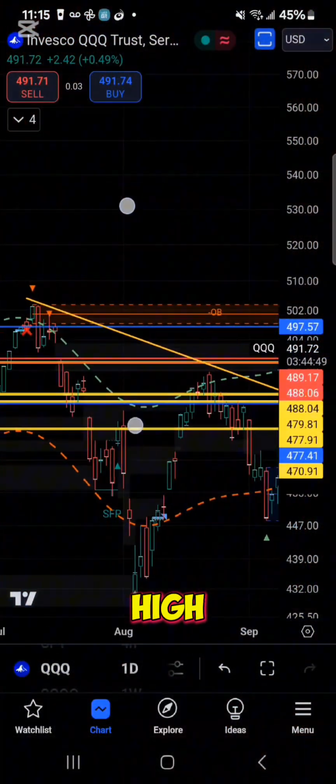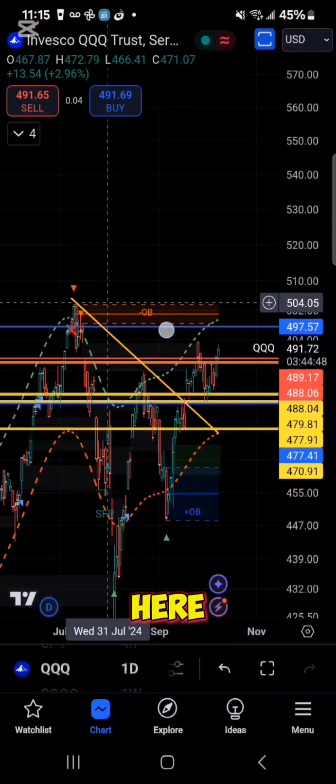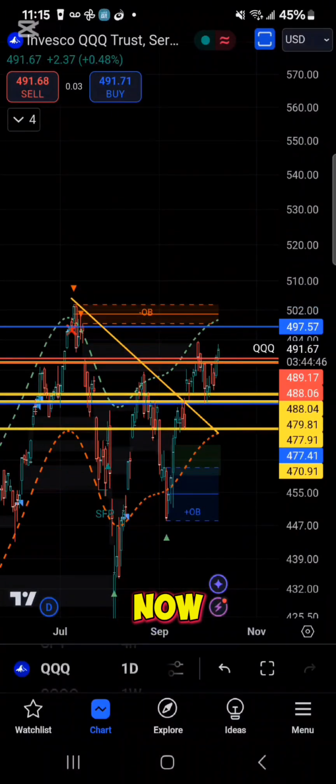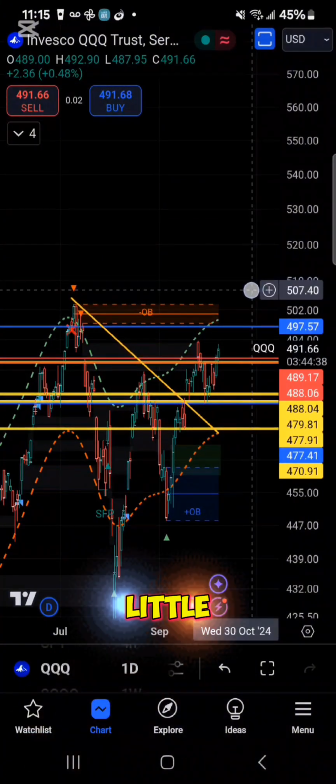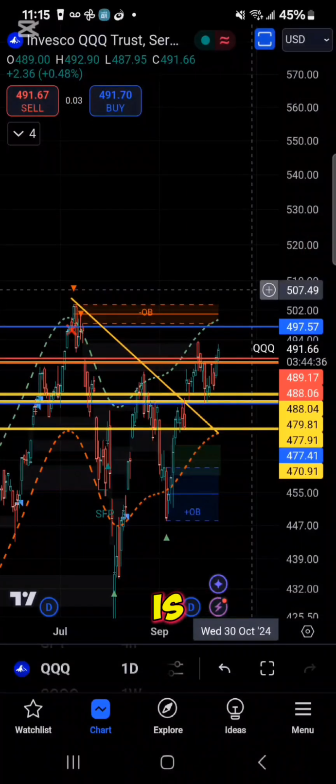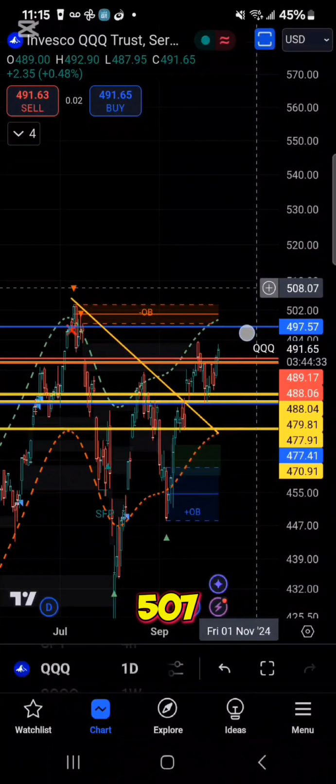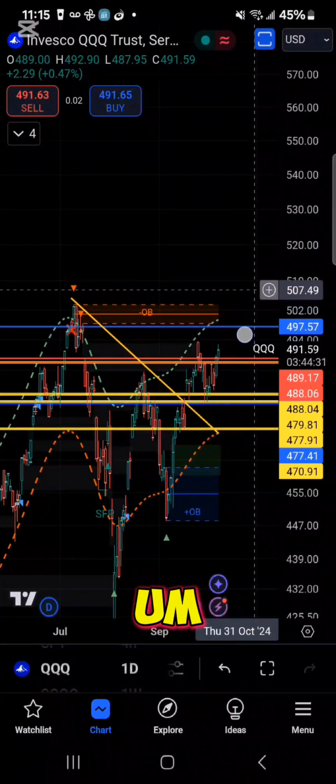Okay. The high of the NASDAQ is right here at 503. Right now we're at 491, right here, 491. And it broke that trend line. So all we need is a little bit of a blow-off top, which is roughly, like I said, 510, 507, anything above 503 on the Q.